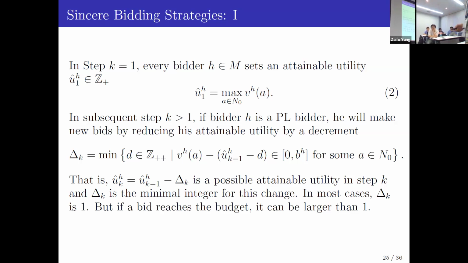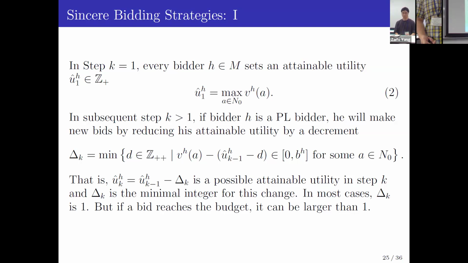But when the bid of this loose bidder reaches, on some items, the budget, then this delta k can be larger than 1. So later on we will show you some examples.